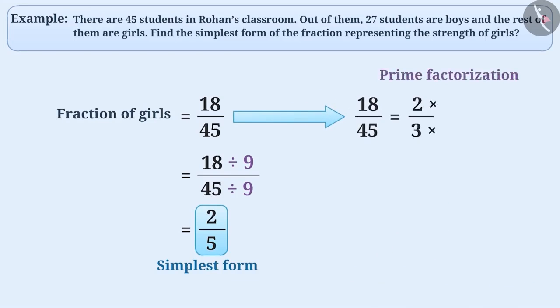To derive the simplest form, we can represent the numerator and the denominator in their prime factors and cancel the common factors of the numerator and denominator.